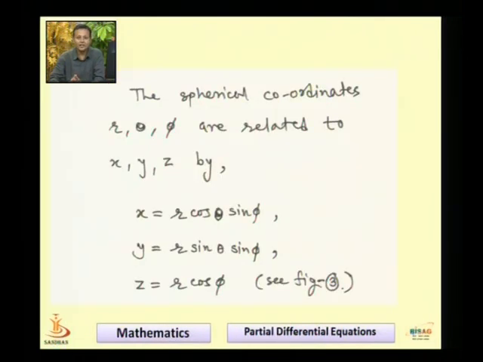Now the spherical coordinates. The spherical coordinates r, theta, phi are related to the Cartesian coordinates x, y, z by the relation x equal to r cos theta sin phi, y equal to r sin theta sin phi, z equal to r cos phi, and that is how it is seen in this figure.